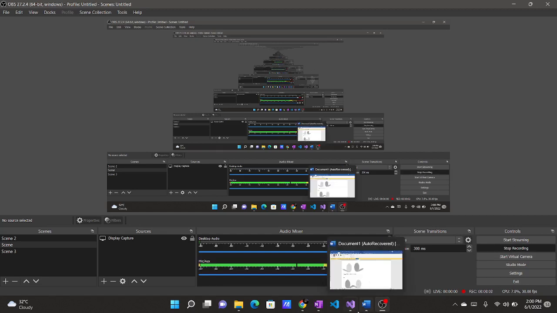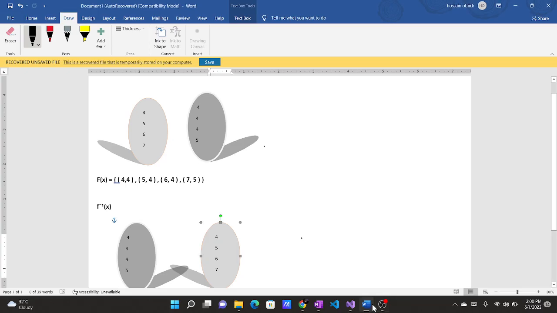Welcome to the video. Today we're going to talk about whether something is a function or not. So we're going to have a function and an inverse of that function. Let's think about whether it is a function or not.